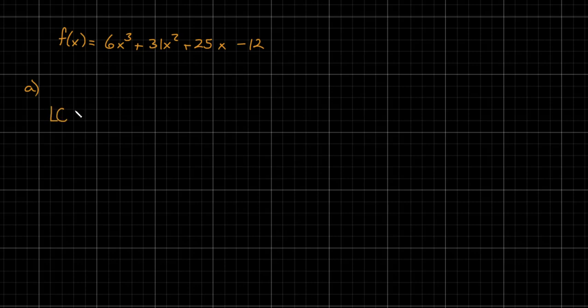What's the LC? Positive, so greater than 0. Cool. What's the degree? Odd. So if it's positive and odd, it looks like the graph of y equals x in the end. Down to the left, up to the right.